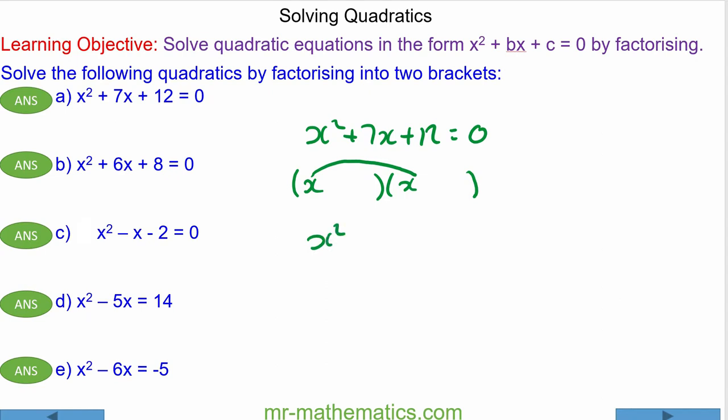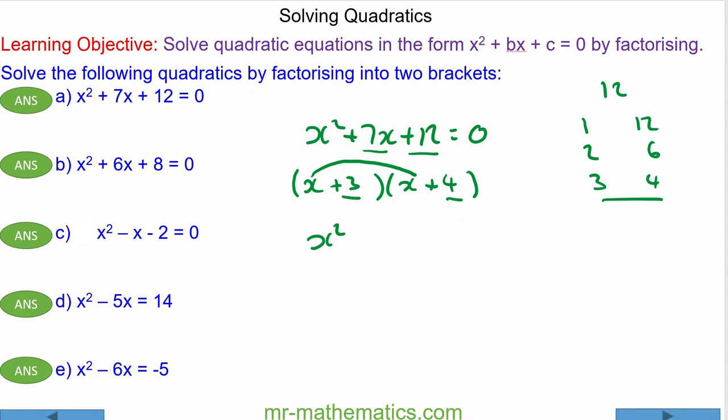Now we need two numbers that will multiply to make the 12, but add to make 7. So our factors of 12 are 1 and 12, 2 and 6, 3 and 4. And 3 add 4 will add to make the 7. And we can check that this works.